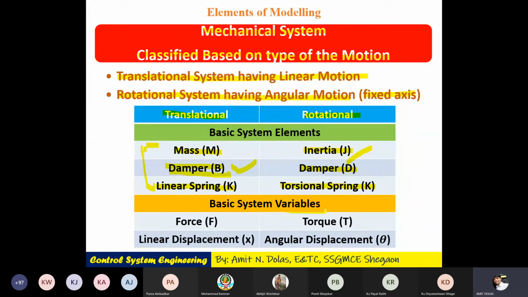So the basic system variables here are force and displacement, and in linear we denote displacement by x, and in rotational, angular torque, that is T, and angular displacement is nothing but theta. So this is the mechanical system classified based on type of motion, translational and rotational.